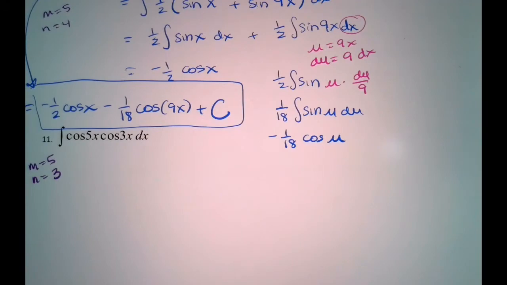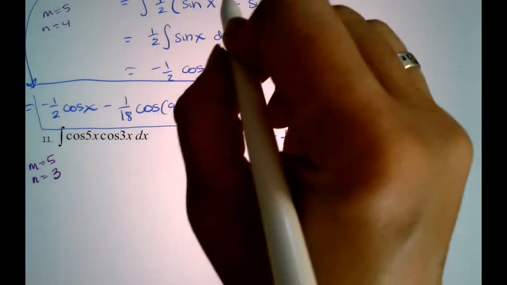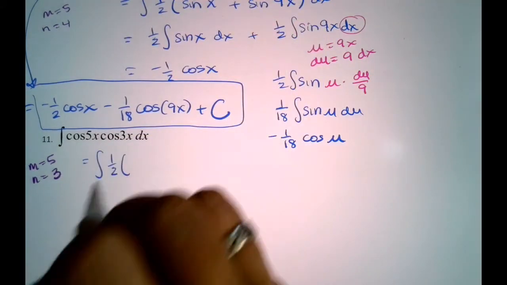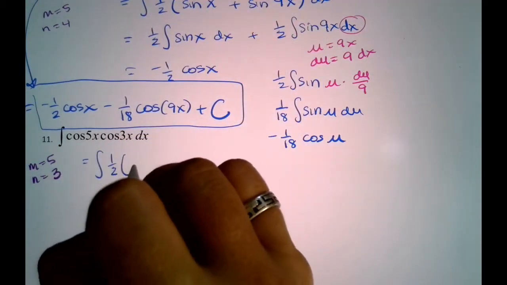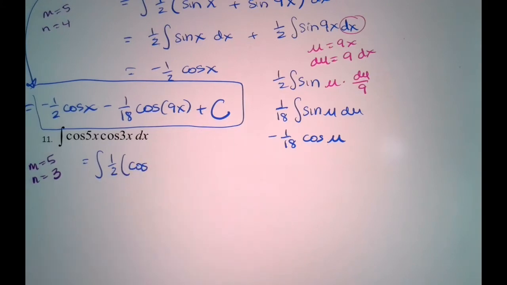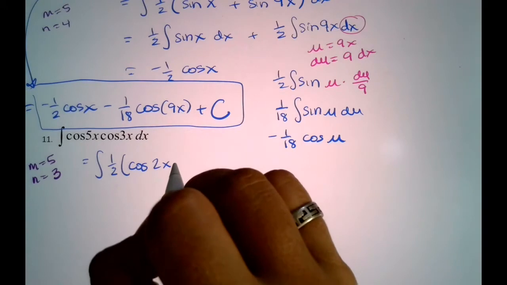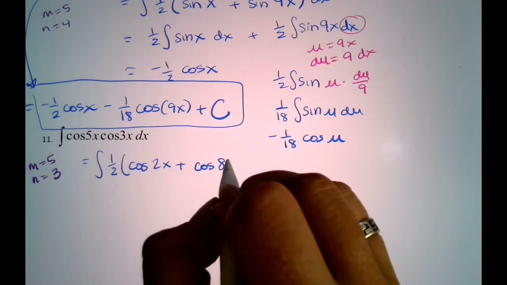And the way that I'm going to work on them is I've got this equivalent statement that I'm going to write. There's a 1/2 in front of everything. And I'm going to have cosine of the subtraction. That'll be 2x. And then I'll have plus cosine of the addition.